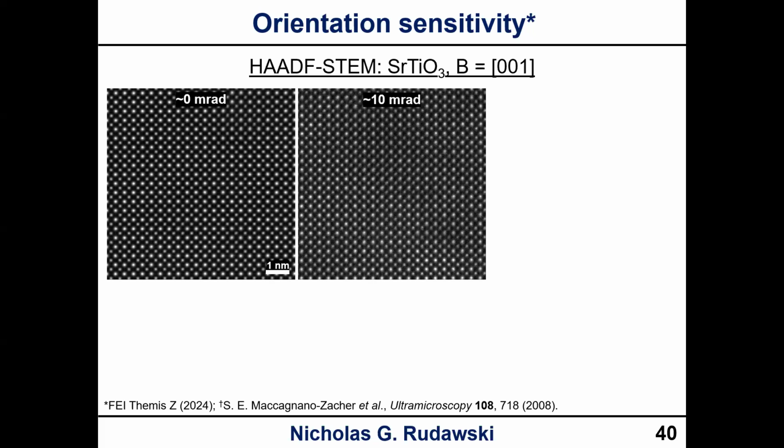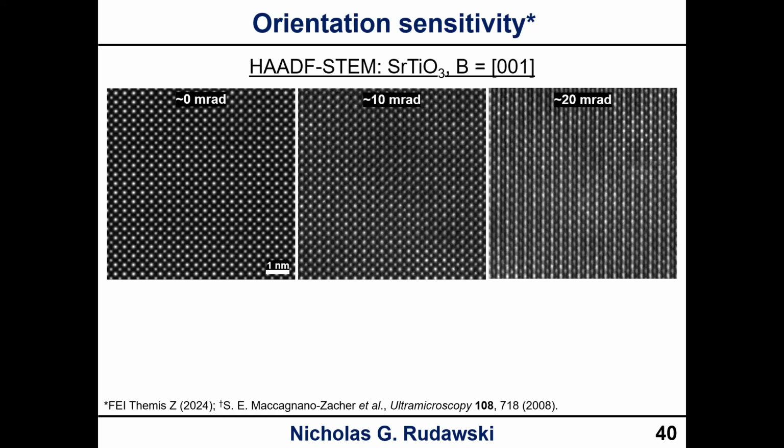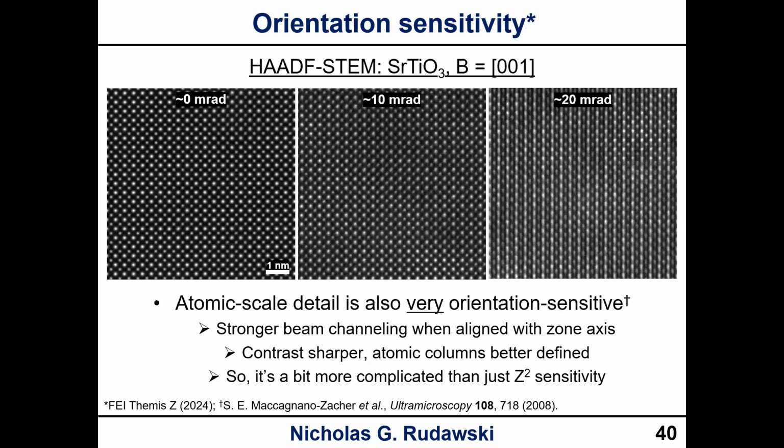So 10 millirad is less than 2/3 of a degree. But if we go to 20 millirad, now we're well over a degree, and we can see that this doesn't look very well defined at all. Our columns are now smeared out. So this is true down to the atomic level.